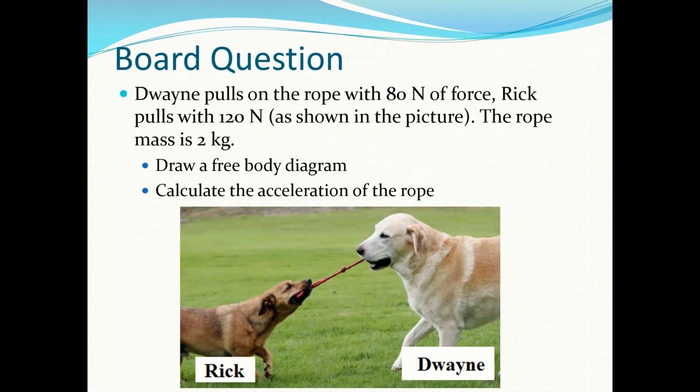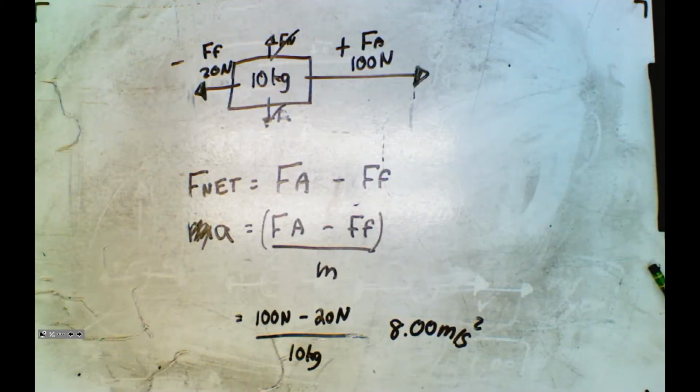So I want you guys to try a board question. I have Rick, and Dwayne pulls on a rope. Dwayne pulls with 80 newtons of force. Rick pulls with 120, as shown in the picture. The rope has a mass of 2 kilograms. Draw a free body diagram. Calculate the acceleration of the rope. So try it on your own. Pause the video and see if you can do it.